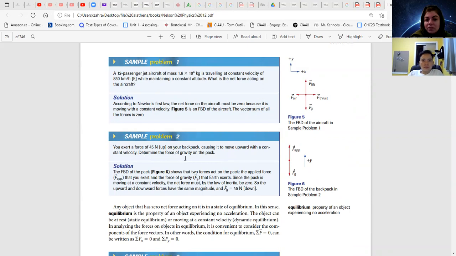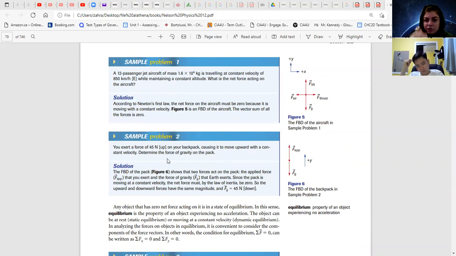You exert a force of 45 N on a backpack, causing it to move upward with a constant velocity. What is the force of gravity on the backpack? Since there are two forces, the applied force, where you push your shoulder and push the backpack up, and the gravity.